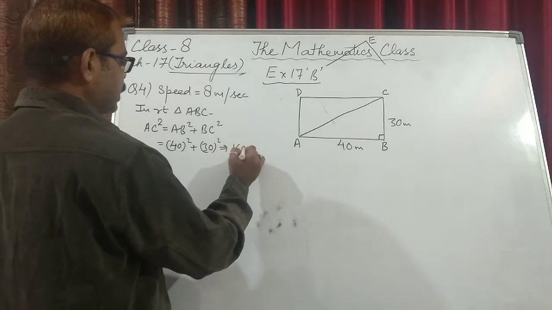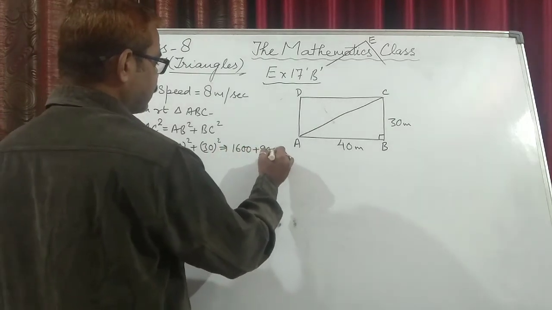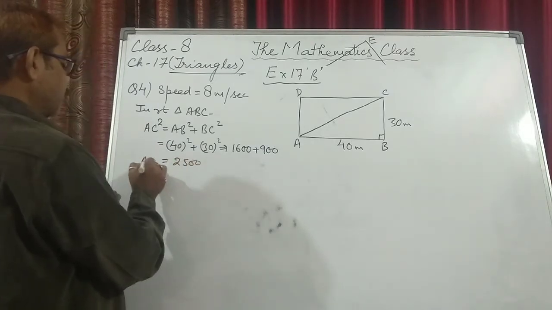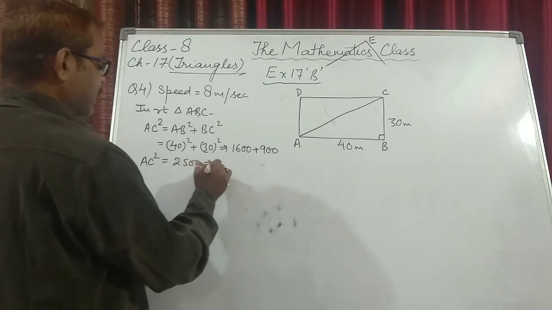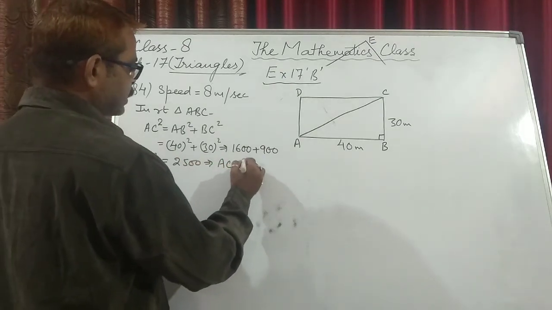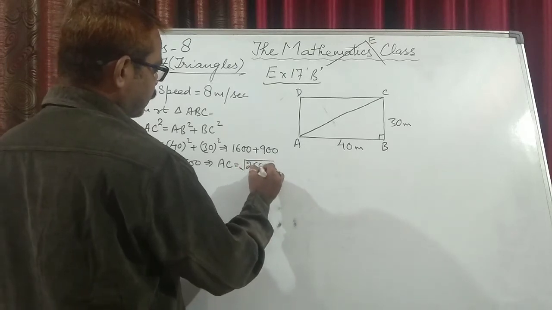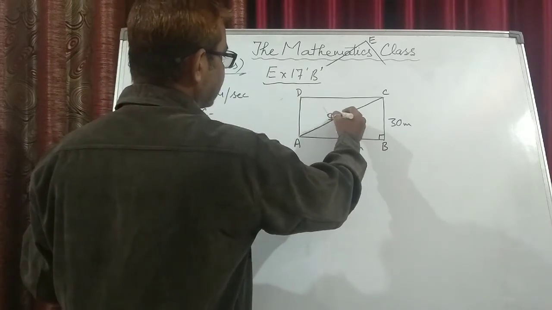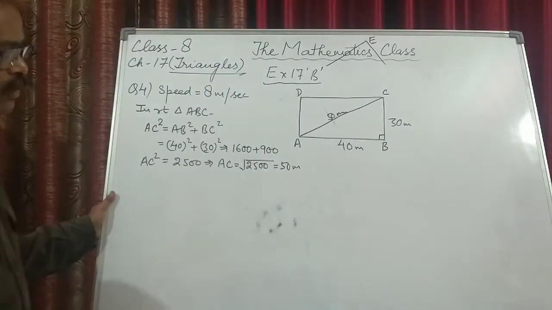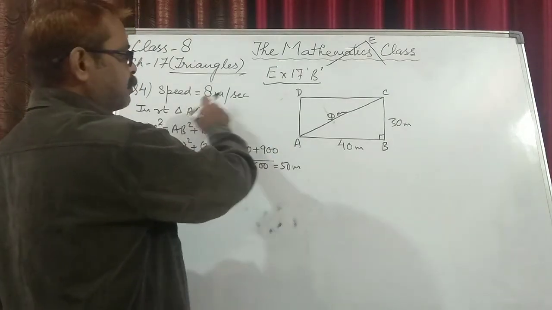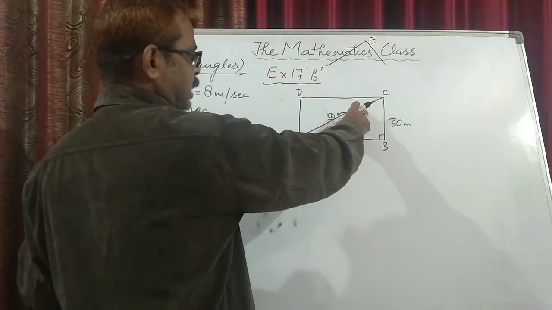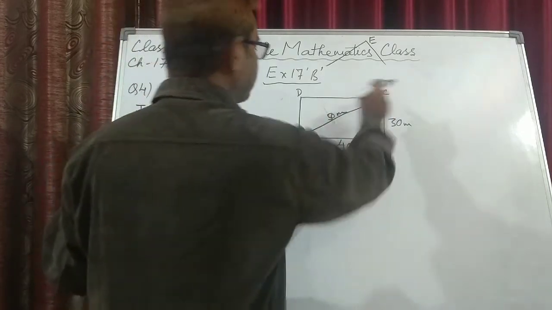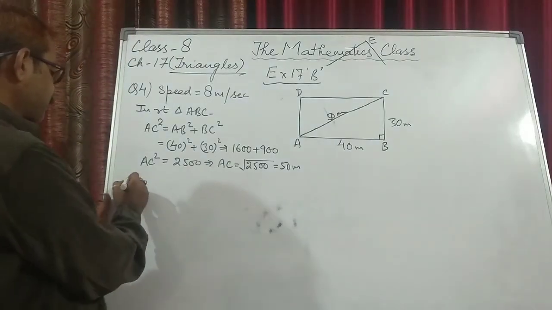40 square is 1600 and 30 square is 900. 9 and 16 is 25. So 2500 is the value of AC square. We have to find AC only, so AC will be under root 2500. That becomes 50 meters. So this value we got as 50 meters. It is very obvious that traveling with a constant speed of 8 meters per second, this is the shortest time that will be taken, and this is the shortest distance also as compared to A to B and B to C.